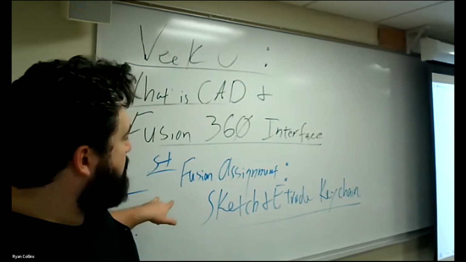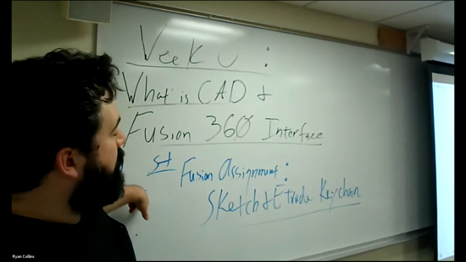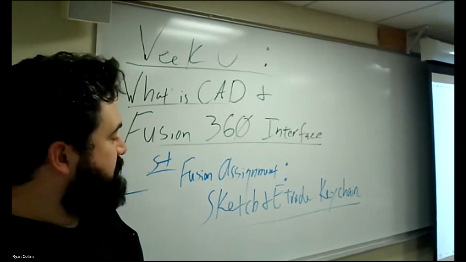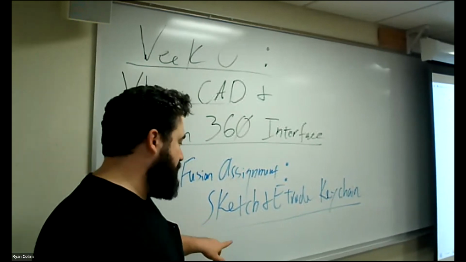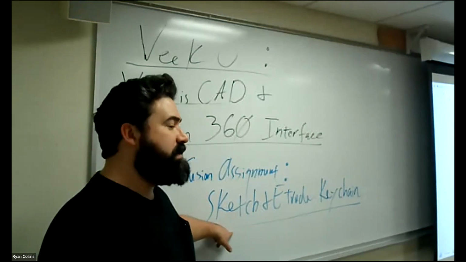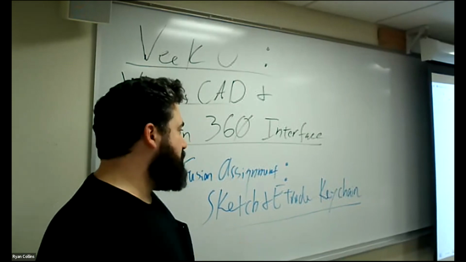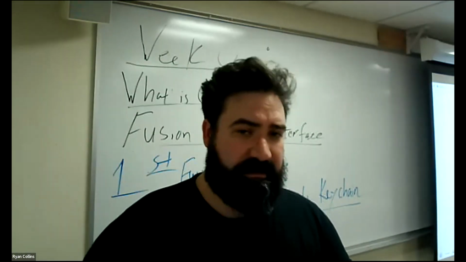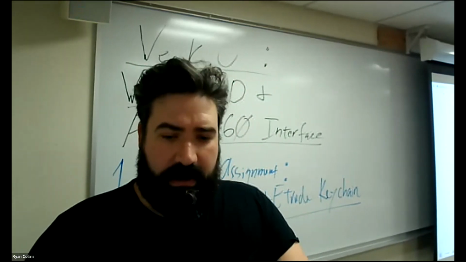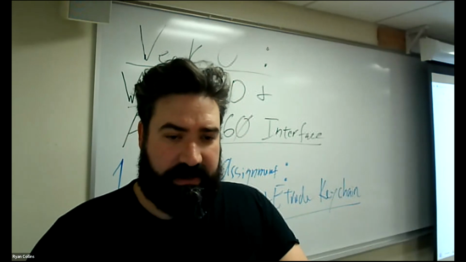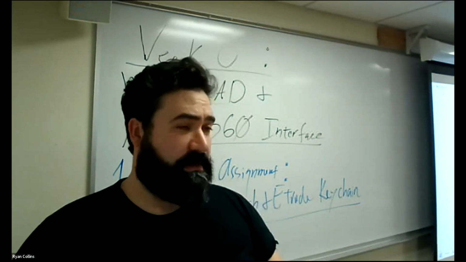Second half of class, we are going to discuss and start working on the first Fusion assignment, which is the very basics on designing and working on in the sketch environment and how to create three-dimensional objects from those sketches. So to get started, let's switch over. I made up a kind of work list sheet here. And again, this is all available on Blackboard for whenever you like.